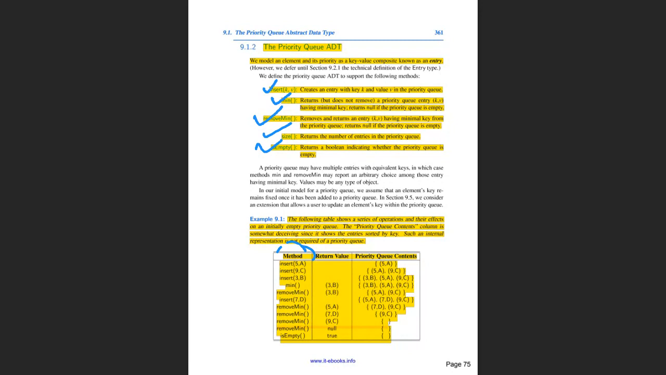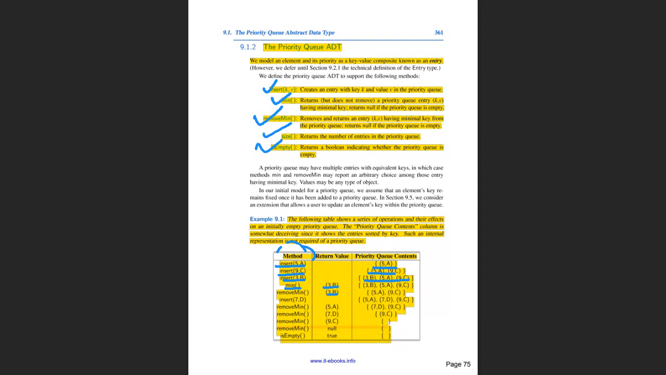First is the insertion method. Insert 5A. Insert 9C. Insert 3B. So 3B, 5A, 9C. Minimum, what is minimum here? 3, 5, 9. What is minimum? 3. So minimum is 3B. Remove minimum. What is minimum here? 3B, 5A, 9C. 3B is minimum. So this is removed. Next, insert 7D.